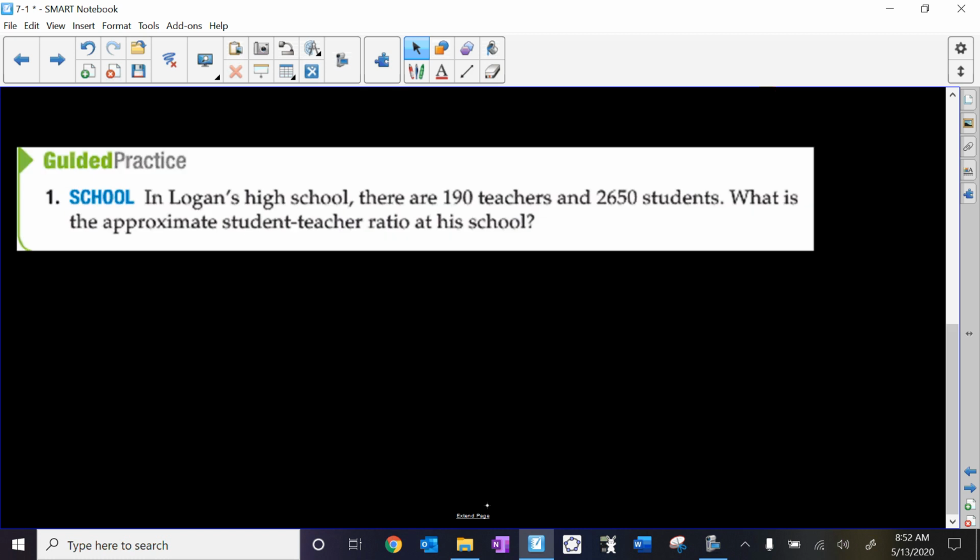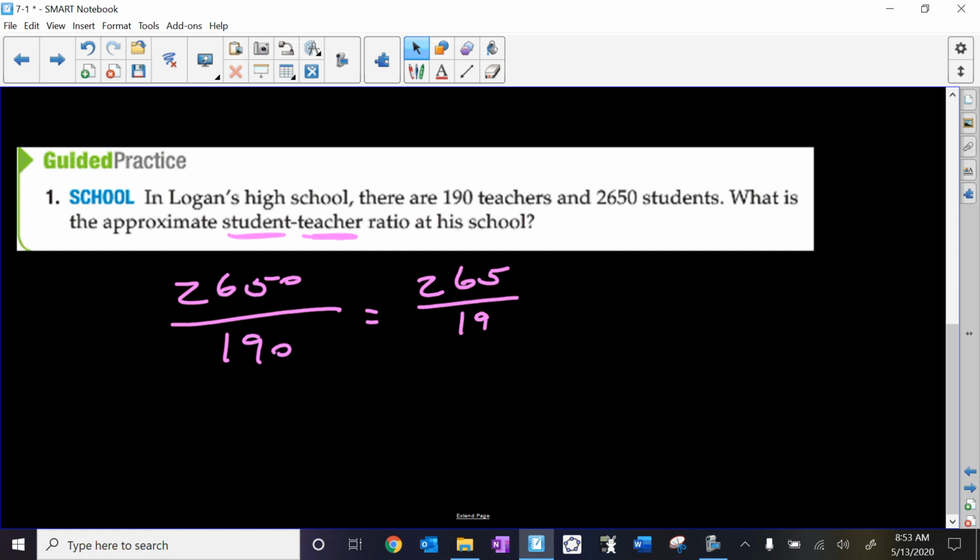The one down here at the bottom, this one I will ask for a reduced fraction. So in Logan's High School, there are 190 teachers and 2,650 students. What is the approximate student to teacher ratio at his school? Notice how they state this. They want student to teacher ratio. So that means students on top over the teachers. So we're going to have 2,650 over 190. We're going to reduce this, which is then going to get us 265 students to 19 teachers.